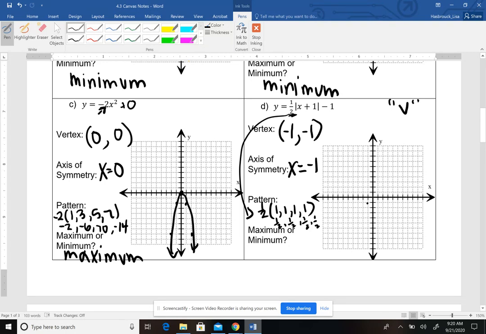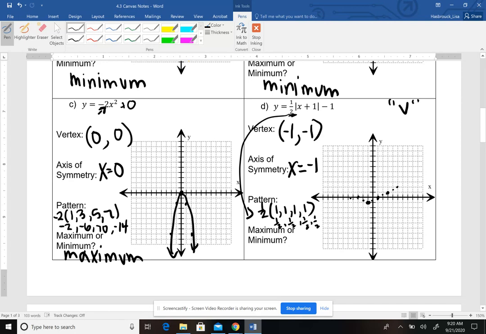I start by going left 1, down 1. That's my vertex at -1, -1. And then I use my pattern of 1/2. It is a positive 1/2, so I'll be going up. But this means I go right 1 and I go up a half. Right 1, up 1/2. Right 1, up 1/2. Right 1, up 1/2. Right 1, up 1/2. Right 1, up 1/2. So notice it takes me going right 2 to go up a whole.